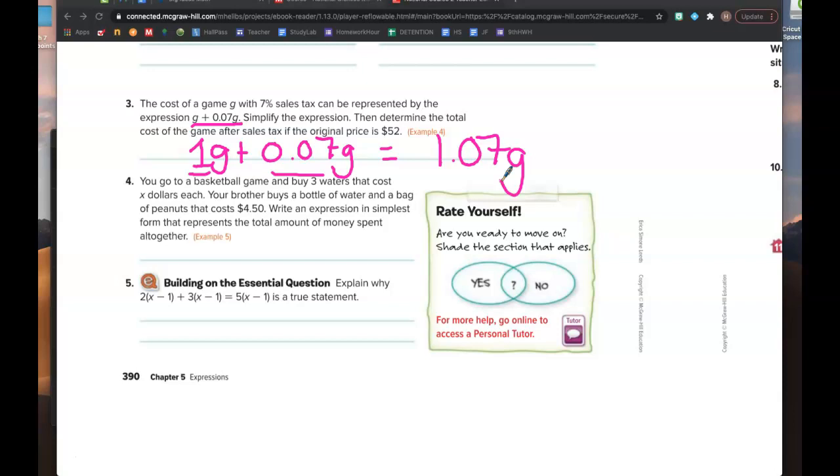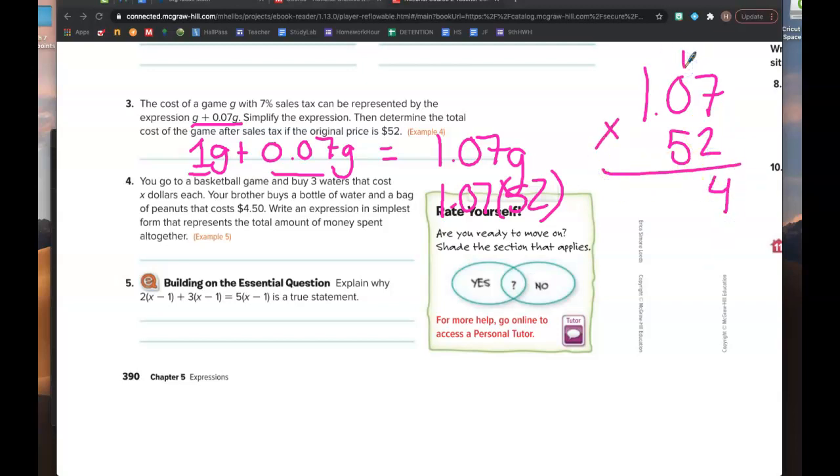And then it says, what if the price is 52? So what do I do now? Times 52. So now I substitute the G for 52. So I actually have to multiply 2 times 7, 14.